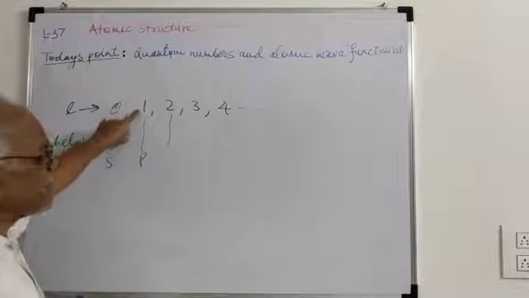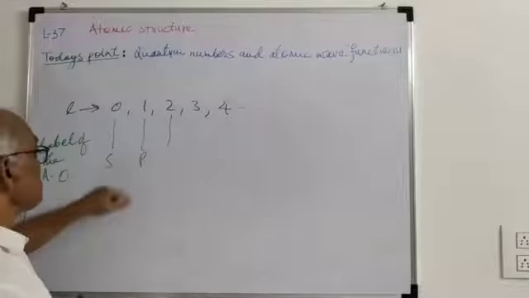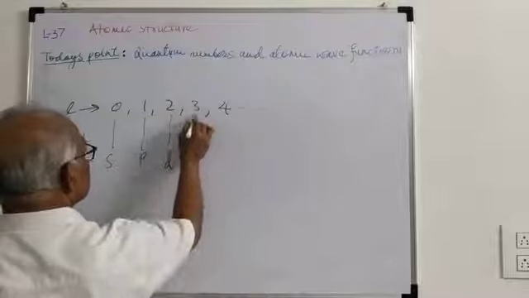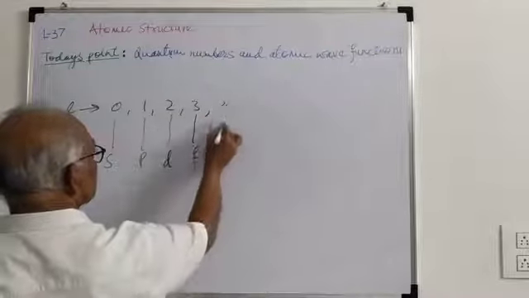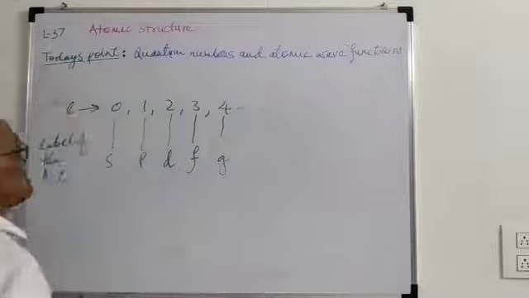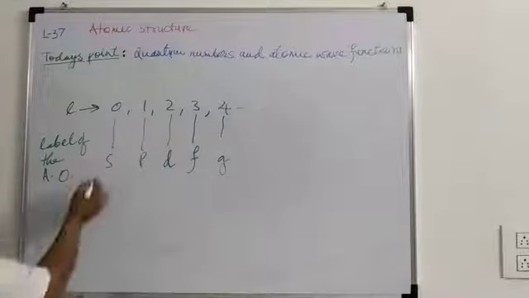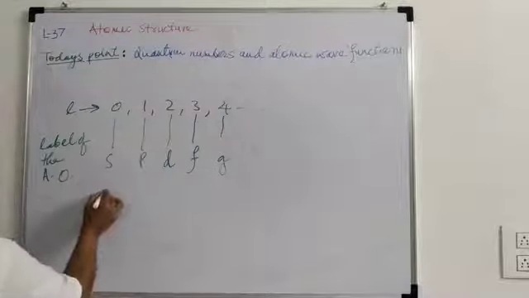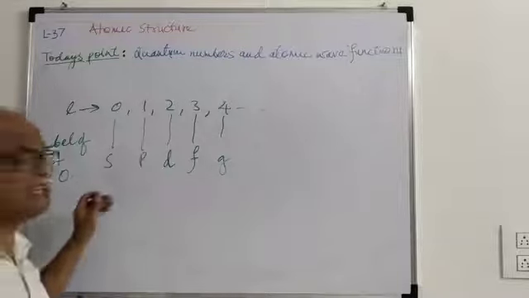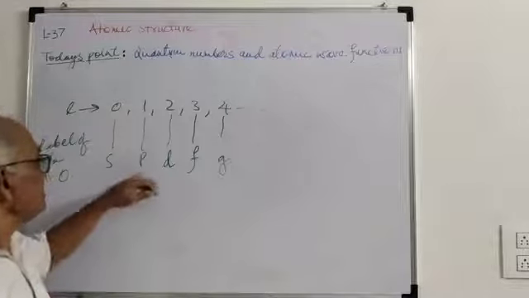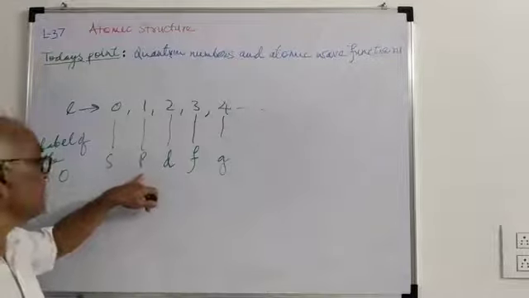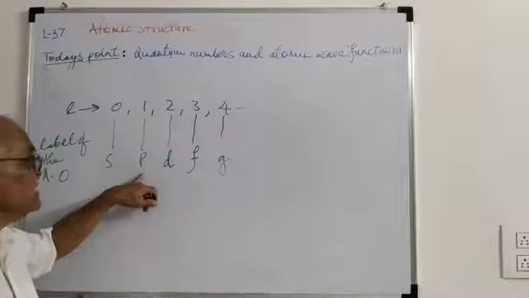l equal to 1 describes the p orbitals. 2 describes the d orbitals. 3 describes the f orbitals. And 4 describes the g orbitals. In this way, we have 1s, 2s, 2p, 3s, etc. The p orbitals also have values starting from 2p: px, py, pz, etc.